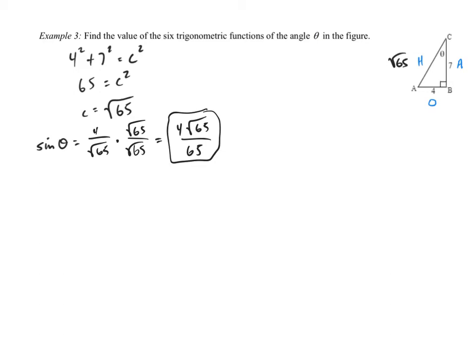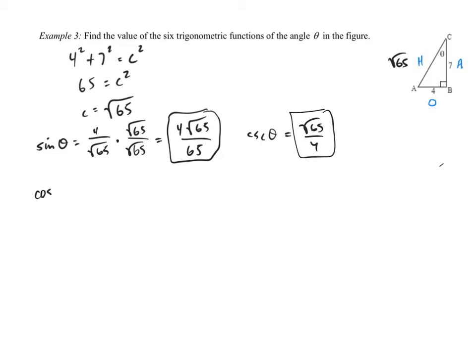Now, once I have sine theta, it's pretty easy to get cosecant theta, since I just need to take the reciprocal. And what I'm going to do when I do that is I'm just going to take the reciprocal of what I originally wrote down. That way I don't have to re-rationalize the problem. So this is just going to be square root of 65 divided by 4 for cosecant theta.